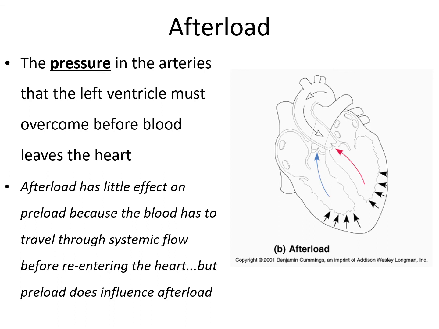Back to afterload. This is the pressure in the arteries that we must overcome in order for blood to be ejected. Why do we focus specifically on that left ventricle? Well, that's the one that experiences the highest pressure. The left ventricle experiences a pressure of around 120 millimeters, and the right ventricle only experiences a pressure of around 24 millimeters mercury. So it is that left ventricle that must overcome pressure in the aorta here in order for the blood to be ejected.